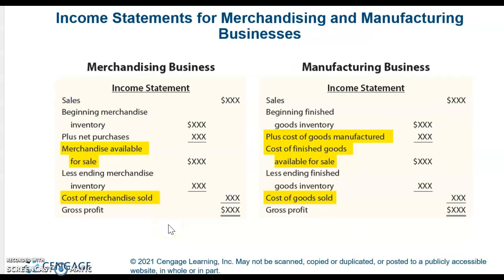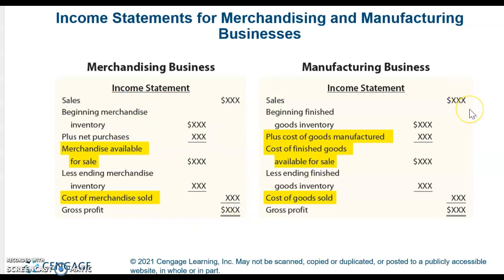So here's a look at the differences. Let's just look at it again. For the merchandising company, we have revenue, which is sales. And then we just talked about how to get this number to the cost of merchandise sold. When we subtract it out, that's going to give us gross profit. Now this is not the entire income statement. This is just a part of the income statement that gets us to gross profit.